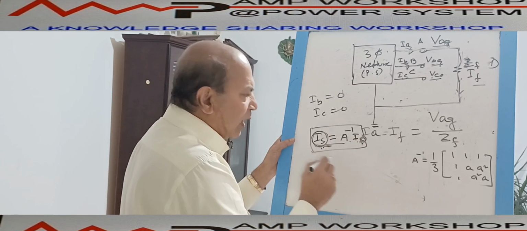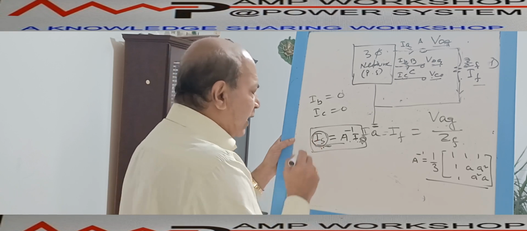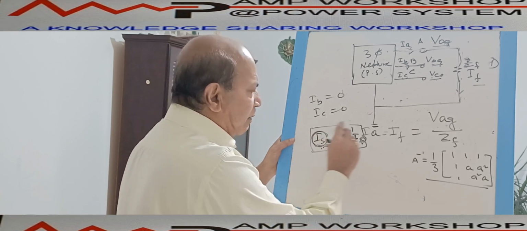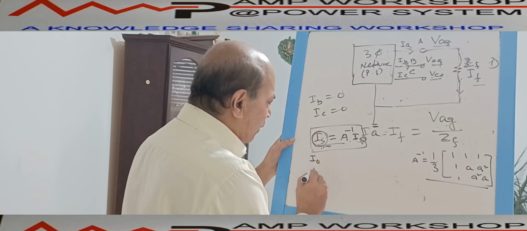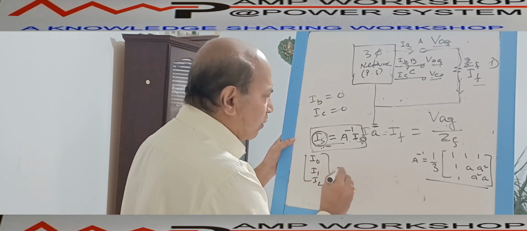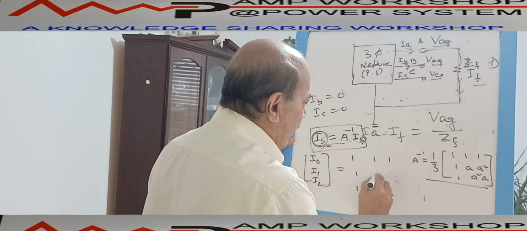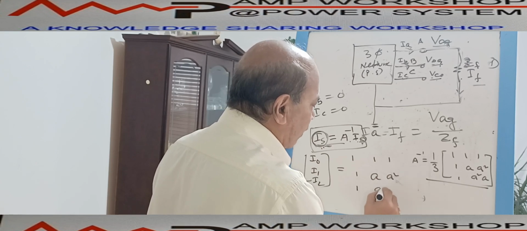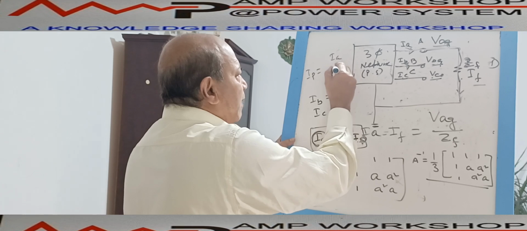So if we use this relation where A inverse is equal to this, then what will be IS, the sequence component current? This is a matrix. IS means I0, I1 and I2. That equals A inverse, which is this one, 1, 1, 1, 1, A, A square, 1, A square, A. And IP is another matrix, the phase current matrix, equal to IA, IB and IC.